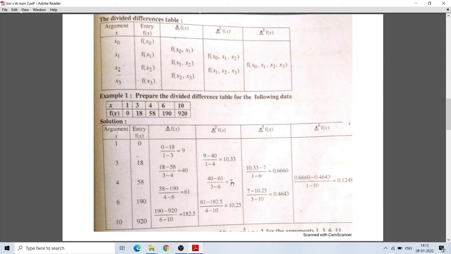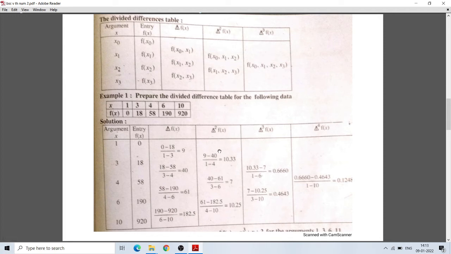10.33 minus 7 divided by 1 minus 6. Then after simplification we get 0.660. Then 7 minus 10.25 divided by 3 minus 10, we get 0.4643. Again this minus this, then 1 minus 10, we will get 0.14. This is how we can prepare the divided differences table.